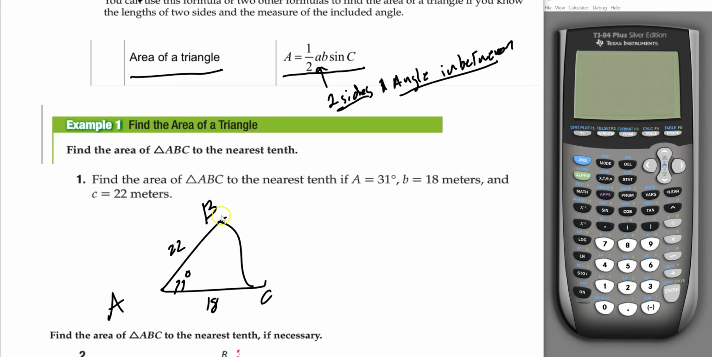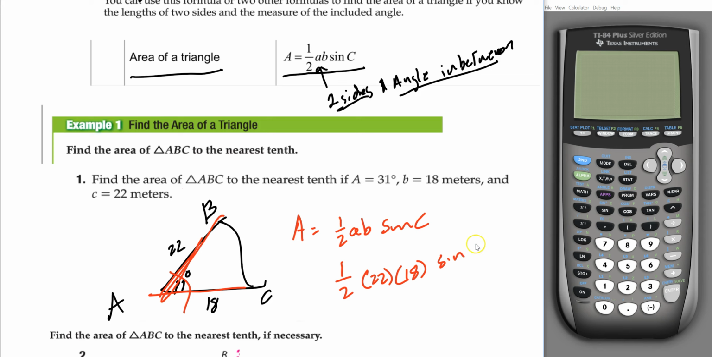Notice I have 2 sides and the angle in between. So I use the area of a triangle formula, 1/2 ab sine C. Again, the letters don't mean a thing, just 1/2 the 2 sides, 22 and 18.